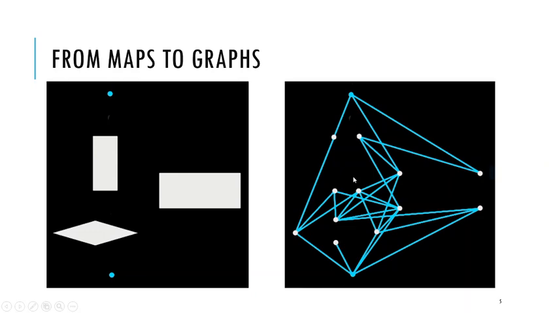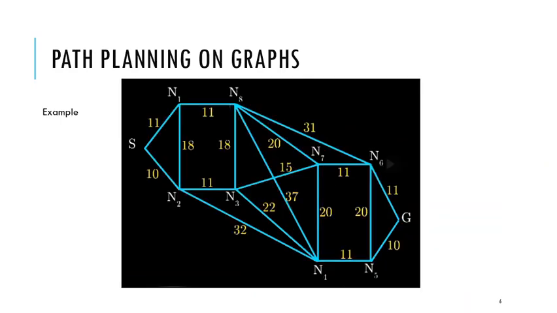Okay, so this is one way to do it: convert your maps into graphs. Now let's look at one example of this kind of graph. So here what I have done is, I have some nodes, and each letter n shows a node of my graph. I have the edges, and then I have a start node S and a last node, the goal node, as G here.